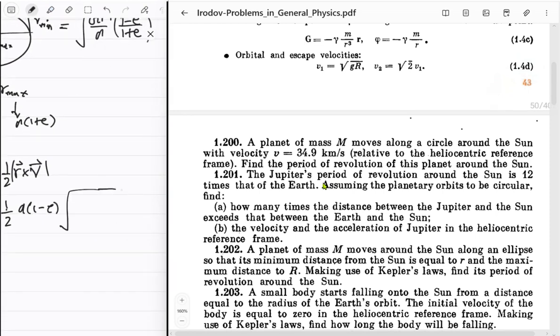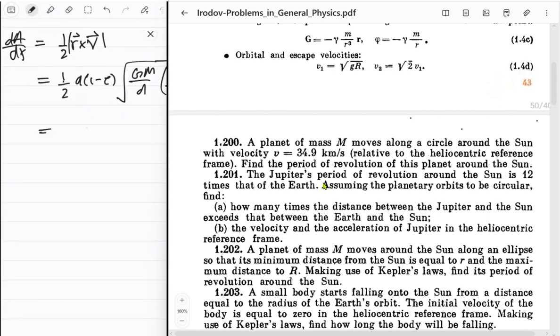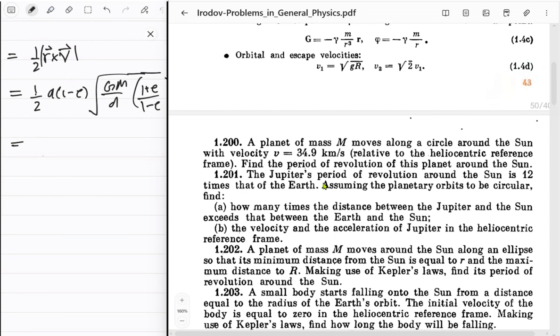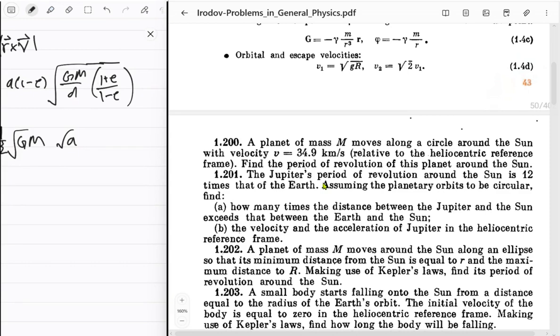So let's do it. GM upon a times (1 plus e) upon (1 minus e). And then you can write this as 1 upon 2 times the square root of GM, times the square root of a, and then 1 plus e and 1 minus e, which is just 1 minus e squared in the square root.